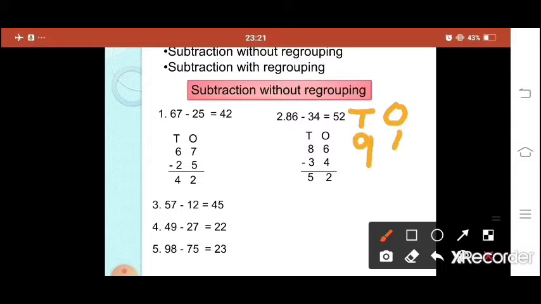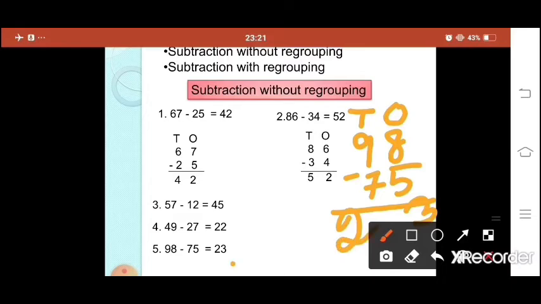So next one, 98 minus 75. 8 in the mind, 5 on the finger, before 8, 7, 6, 5, 4, 3. Next, 9 in the mind, 7 on the finger, before 9, 8, 7, 6, 5, 4, 3, 2. So the answer is 23.